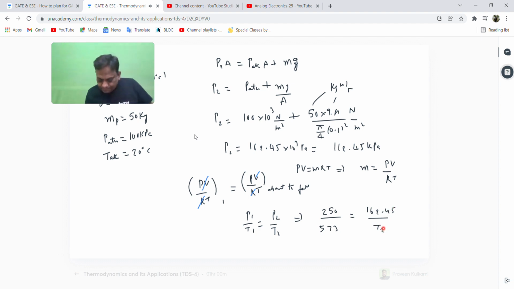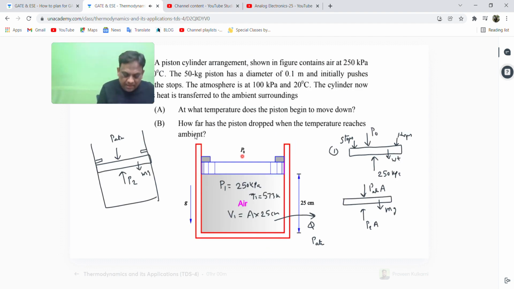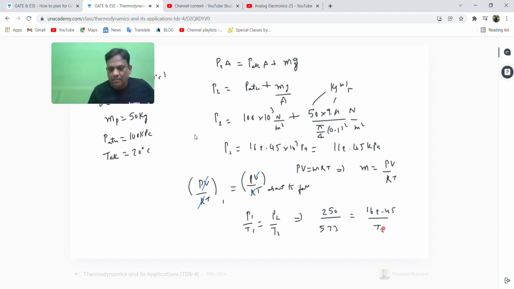Can anyone tell? The question is of the second part, read it once. At what temperature does it begin to move down? The question is the second part, I am doing the first part only. At what temperature it is about to fall, about to move. So when it is about to move down, meaning contact is broken, when contact is broken at that pressure it will move. Please tell me, are you getting it? Anyone with T2? 372.83 Kelvin. At this temperature it is about to lose contact, about to move down. All of you, are we clear?